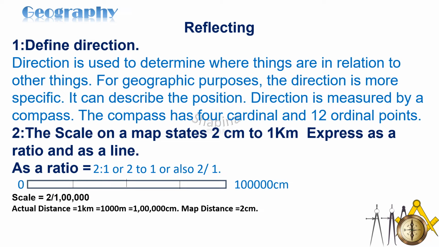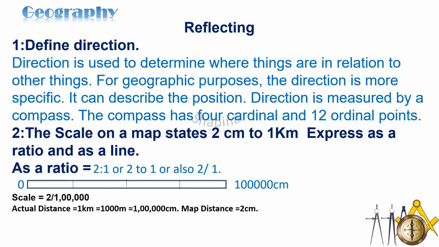Now a reflection question from your book. Define direction. Direction is used to determine where things are in relation to other things. For geographical purposes, the direction is more specific. It can describe the position. Direction is measured by a compass. The compass has 4 cardinal points and 12 ordinal points.